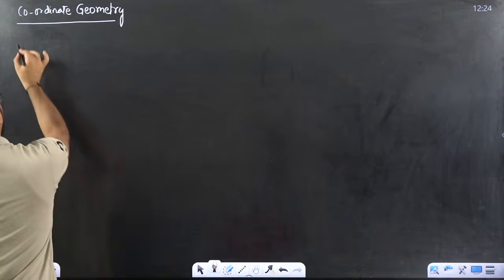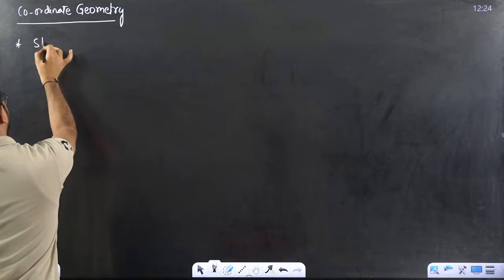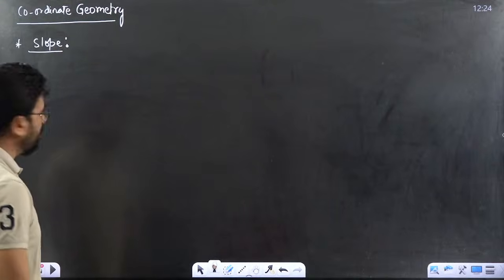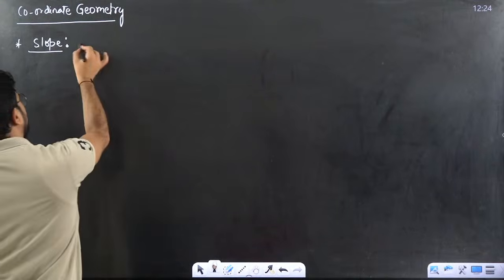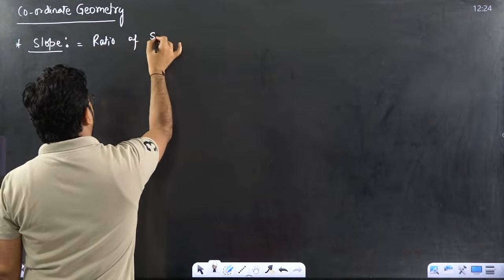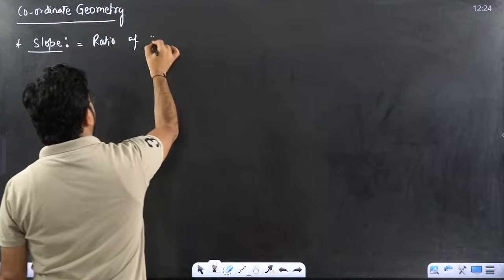So for that, a very important term is slope. What is slope? It is a very simple thing. It is the ratio of rise to run.